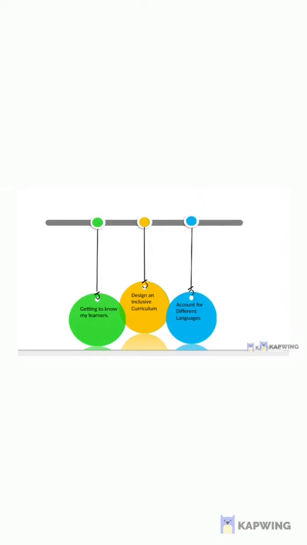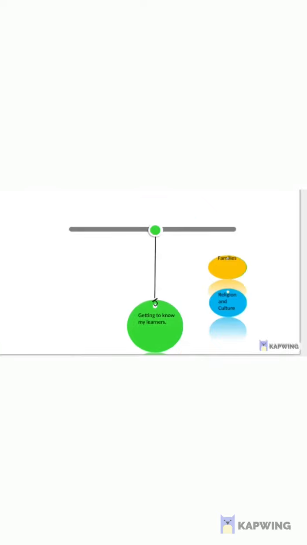Today, I, a teacher in training, will be looking at three strategies I will use to foster a caring environment and personal connections among my learners. The three strategies I will use are getting to know my learners, designing an inclusive curriculum, and accounting for different languages.